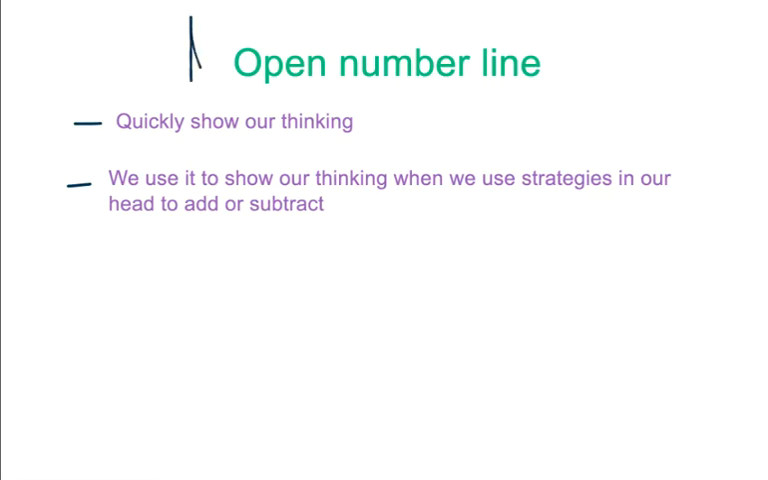So, our open number line. Why is it important? Well, it's a tool that will quickly show our thinking, and we use it to show our thinking when we use strategies in our head to add or subtract. A lot of times we might solve a problem in our head, and this is a really great way to show what we did in our head. So let's take a look at an open number line, and we're actually going to compare it against a regular number line.